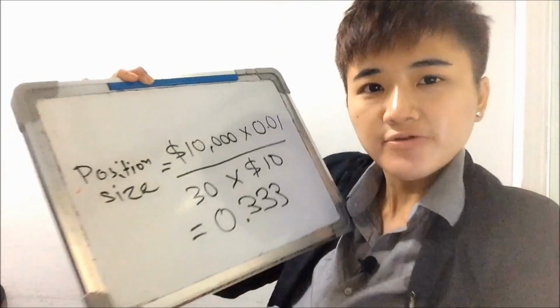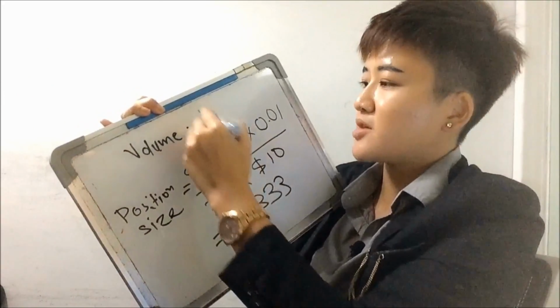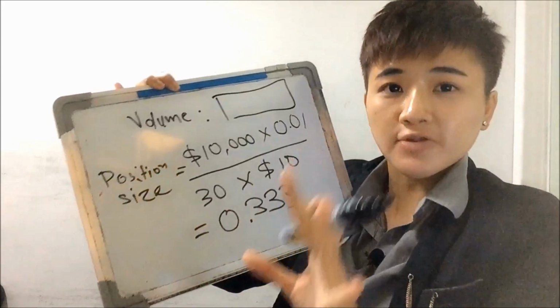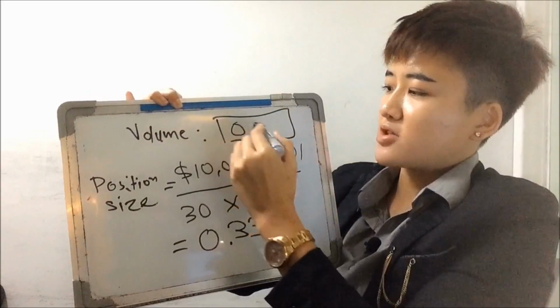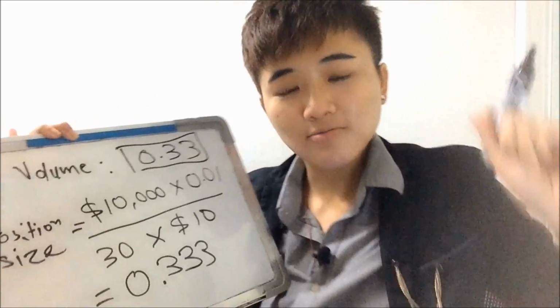Then in your MetaTrader 4 platform, you will see this. Volume. Then there'll be a box here. You need to type in your volume. Put this number in, 0.33. Then click buy, sell. Done.